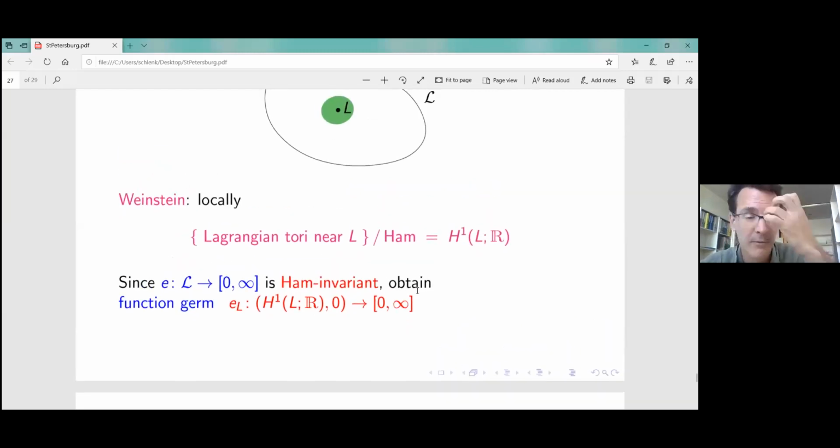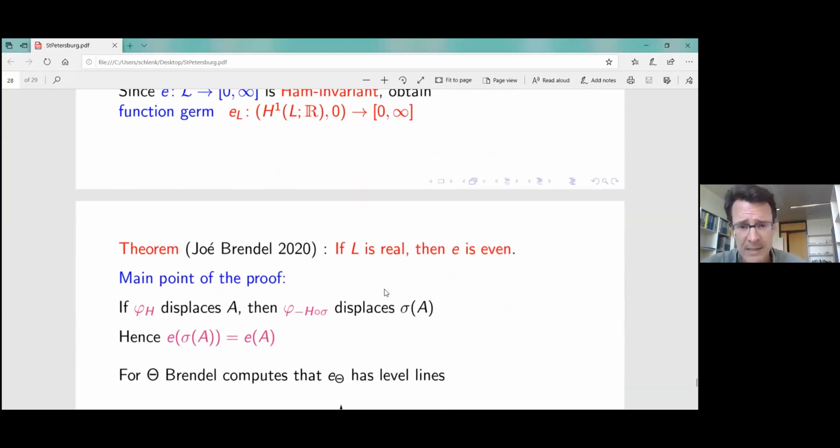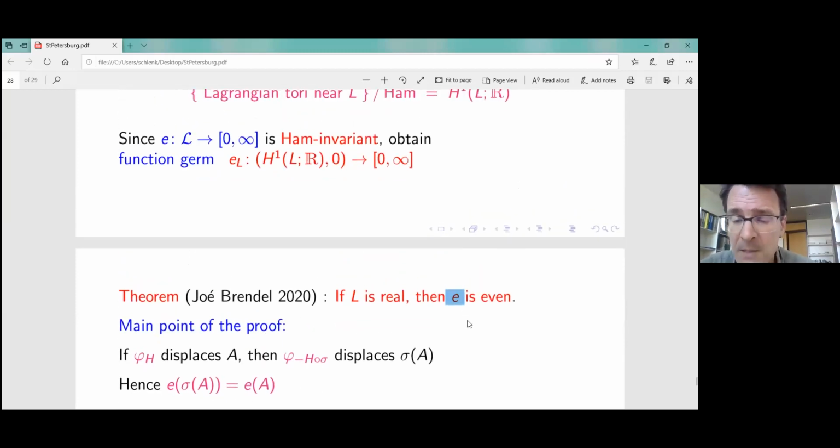And this function is an invariant. For instance, we will see that for the product torus in S2 cross S2 and for the twist torus, these two functions are very different. And therefore, these tori are different. So what Brendel proved is that if L is real, this function, which is a function on the vector space H1, must be an even function. E of P must be E of minus P.